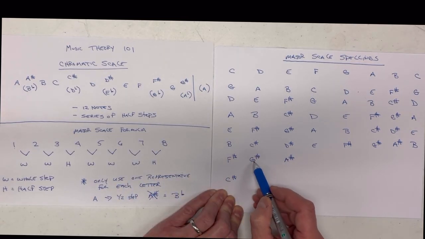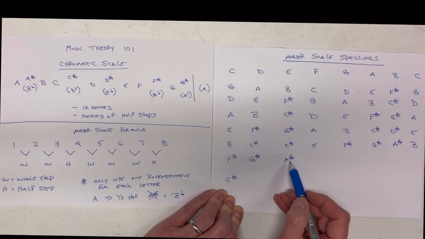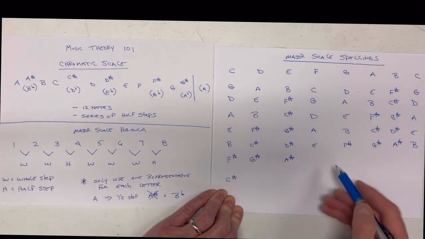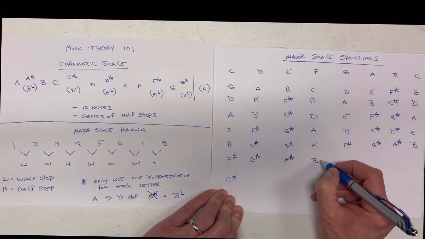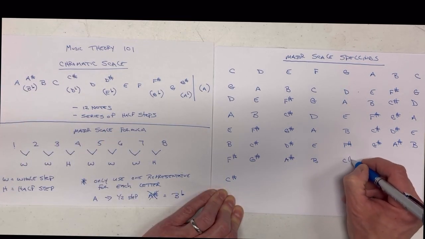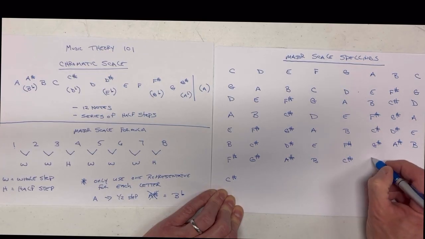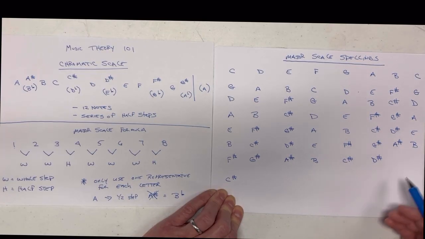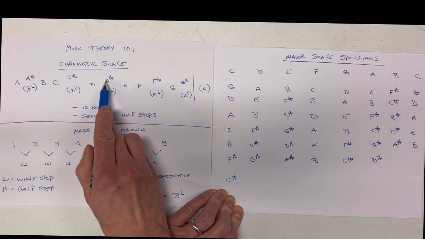So we went whole step and then a whole step. And then the half step from the A sharp is going to bring me to the B. And then a whole step from the B is a C sharp note. And then a whole step from the C sharp note is going to be a D sharp note.